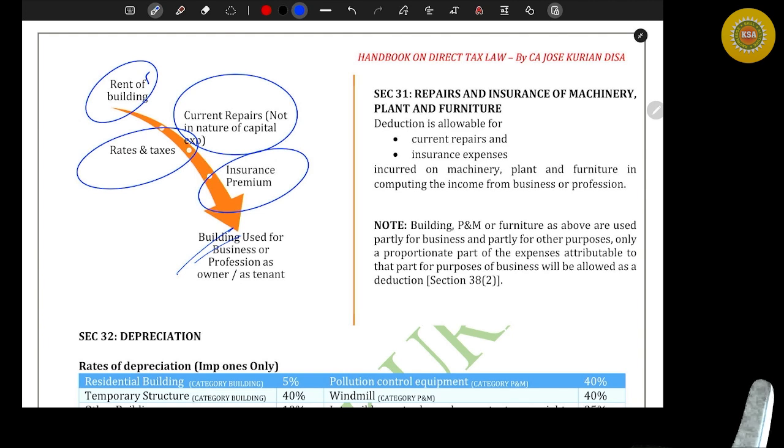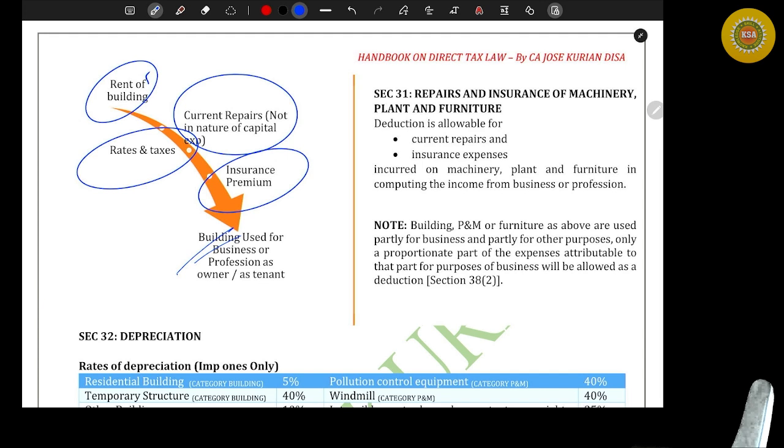Building, plant and machinery, furniture as above are used partly for business and partly for other purposes. Only a proportionate part of expenses attributable to the business purpose will be allowed as a deduction. What do you mean by this? Say in this building, on this floor, I am running my business. And on the ground floor, I am staying. Are you with me? For the entire building, I incurred insurance expenses. 1 lakh rupees is the insurance premium that I paid. So it has two floors. First floor, self-occupation. Second floor, business. So what to do with that 1 lakh insurance premium? Only 50,000 I can claim as a deduction under section 30.